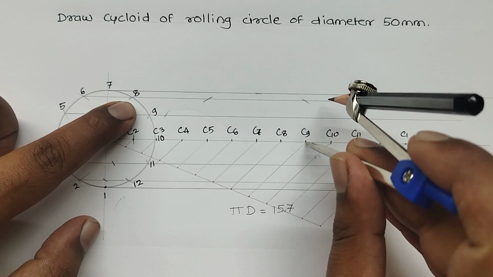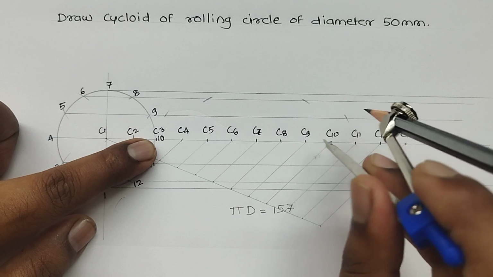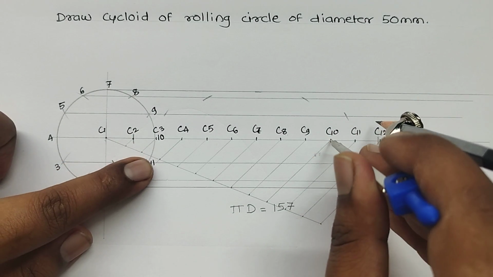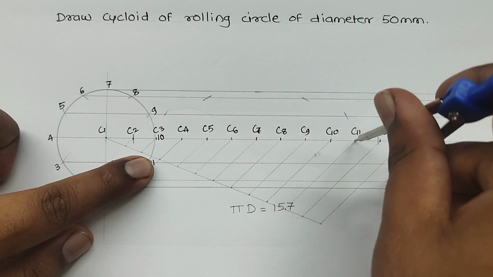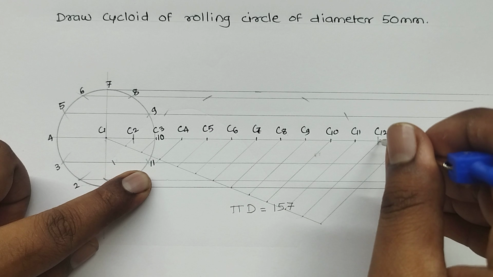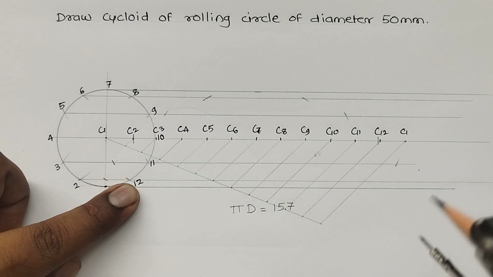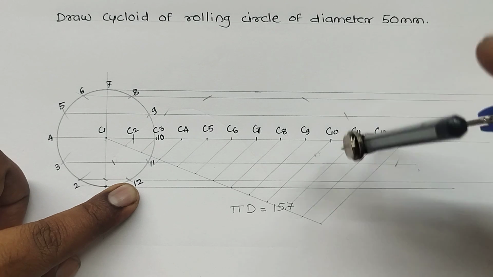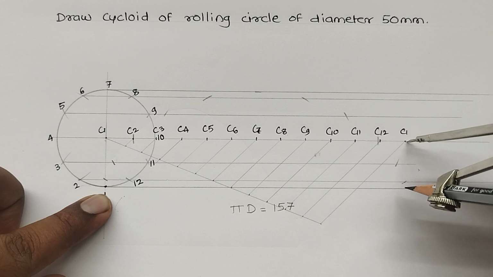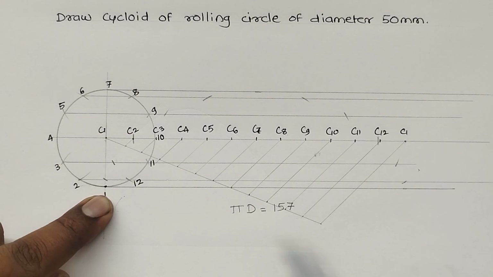Now for 9, this one. For 10, for 11, for 12, and again at the 1 I am getting over here points. Now I will mark the points.